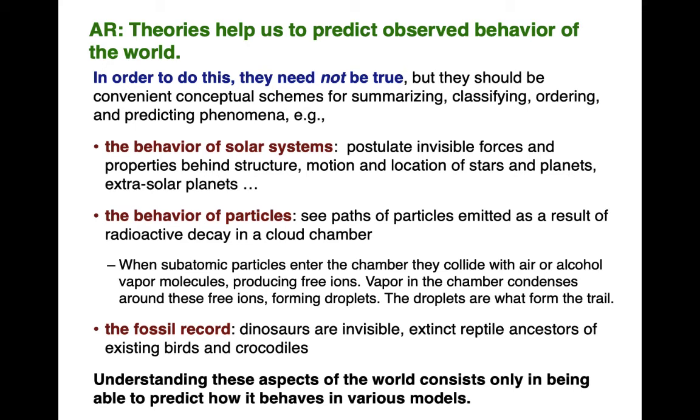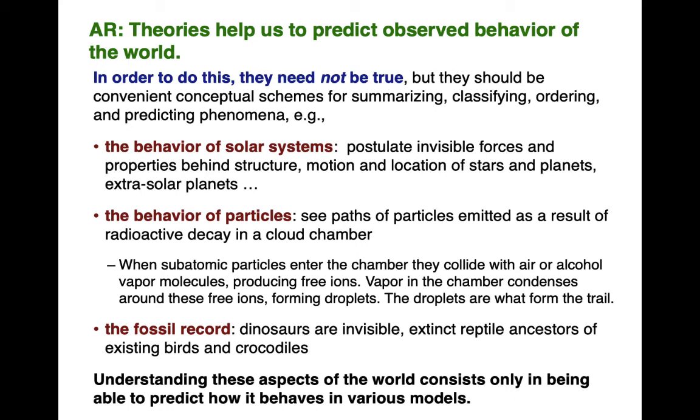Theories help us predict the behavior of particles. See the paths of particles emitted as a result of radioactive decay in a cloud chamber. When subatomic particles enter the chamber, they collide with air or alcohol vapor molecules, producing free ions. Vapor in the chamber condenses around these free ions, forming droplets. The droplets are what form the trail.